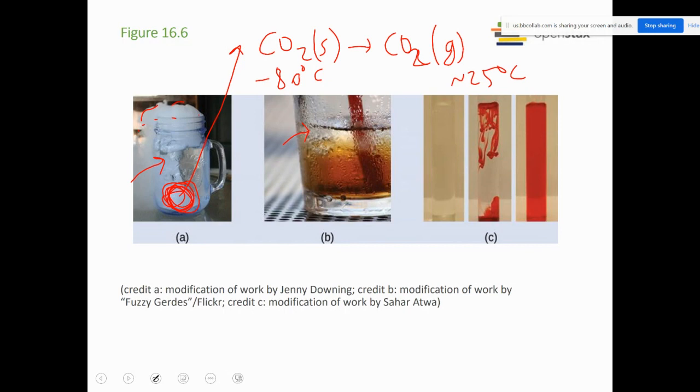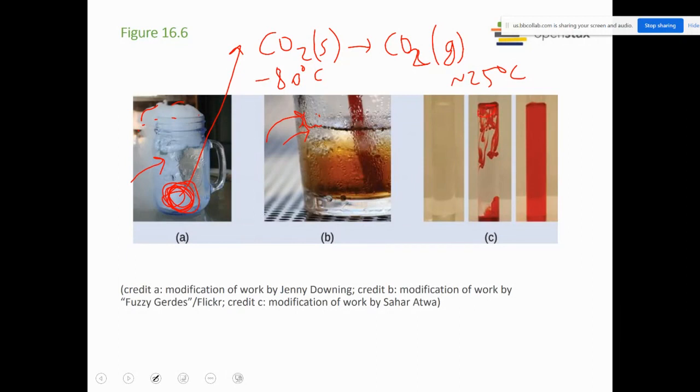And if I take it out in my room, what you're going to see is this condensation of water vapor on the outside of the glass. That is also a spontaneous process. The example is right here, right?